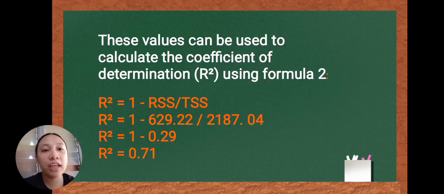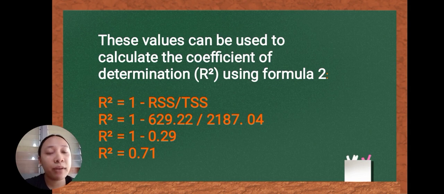These values can be used to calculate the coefficient of determination, R squared, using Formula 2. Our formula is R squared is equal to 1 minus RSS over TSS. So 1 minus our RSS, 629.22, over our TSS, 2,187.04, which is equal to 0.29. So 1 minus 0.29 is equal to 0.71.